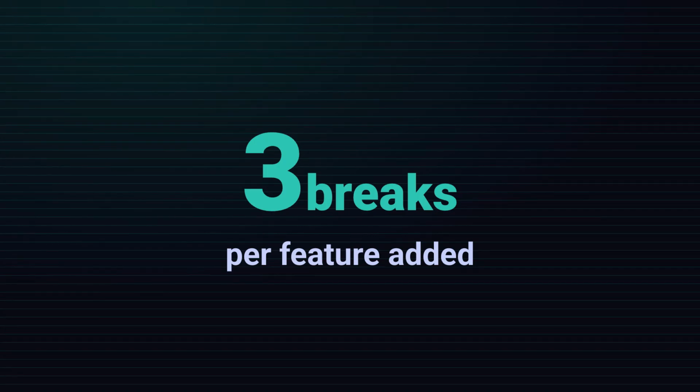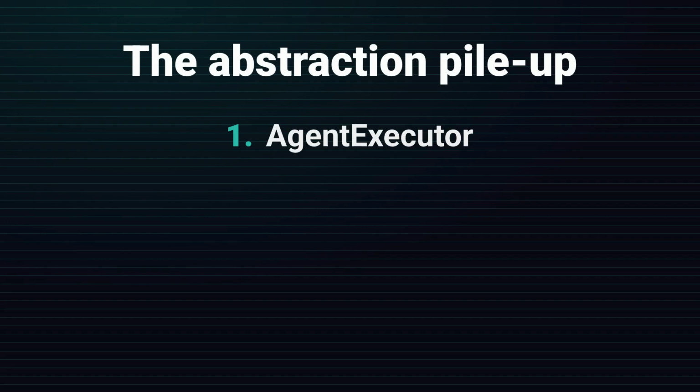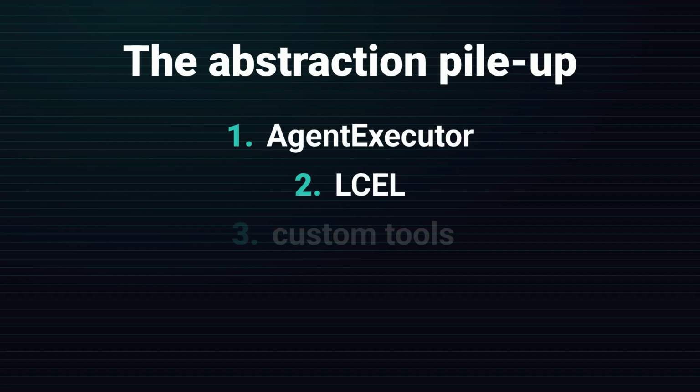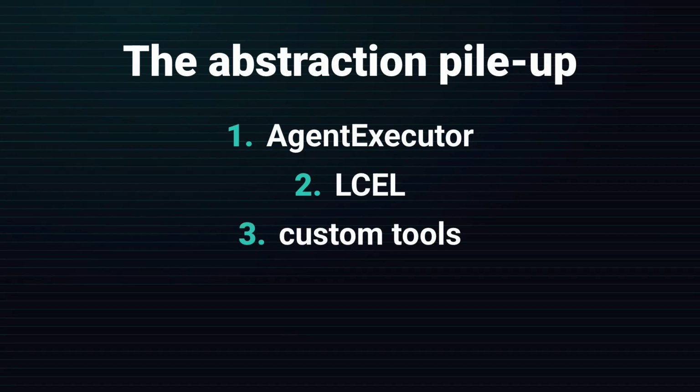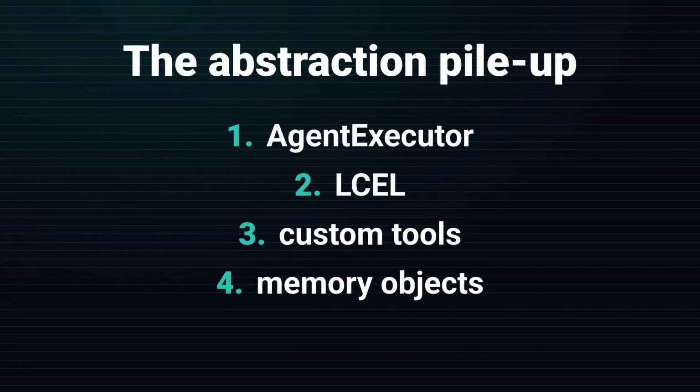Let's be honest about how LangChain gets you here. It started as a helpful toolkit for stringing together prompts and models. But as your project grew, you probably reached for agent executor, then LCEL, then custom tools, then memory objects, then a router chain to decide which chain to call. Each piece made sense in isolation. Together, they became a system where the control flow is scattered across a dozen files, and you can't trace a single request without a debugger and a prayer.